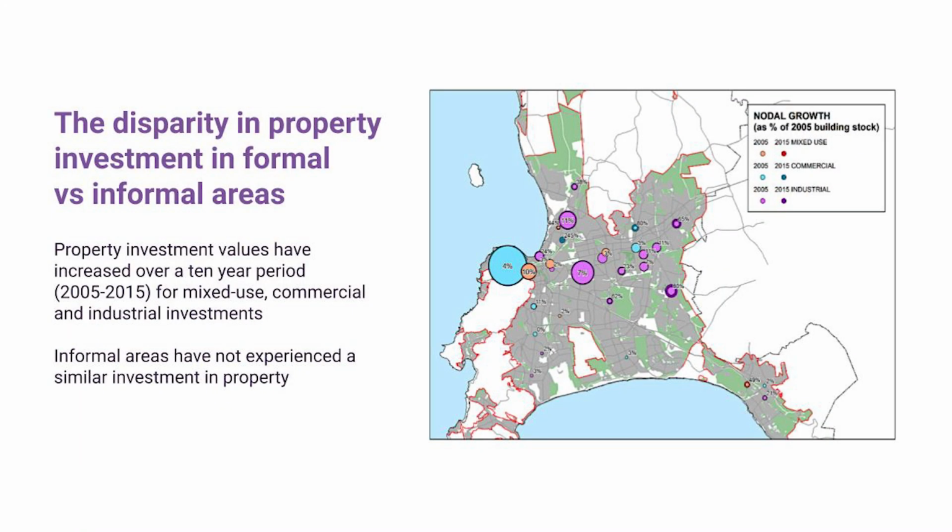Now, what is going on here? What we have is a set of forces from both the public sector and the private sector that reinforces how value is distributed in the city. So value tends to be much higher where jobs and the economy is anchored, and much lower in informal settlements where lots of people live. And what this shows is how value in the investment in real estate property has grown over a 10-year period between 2005 and 2015 for mixed use, commercial and industrial investments.